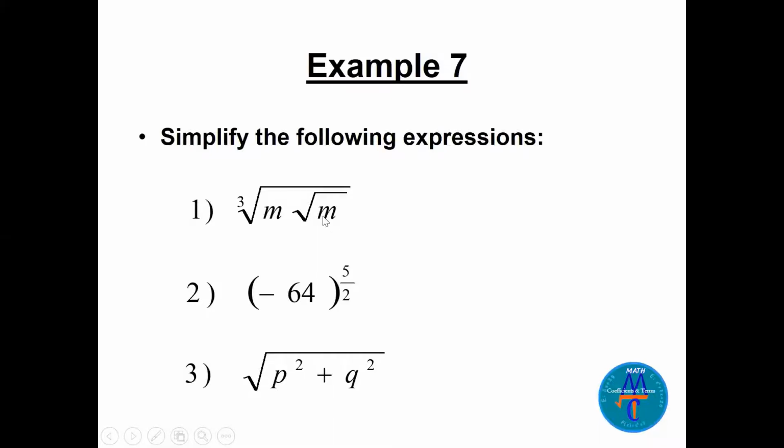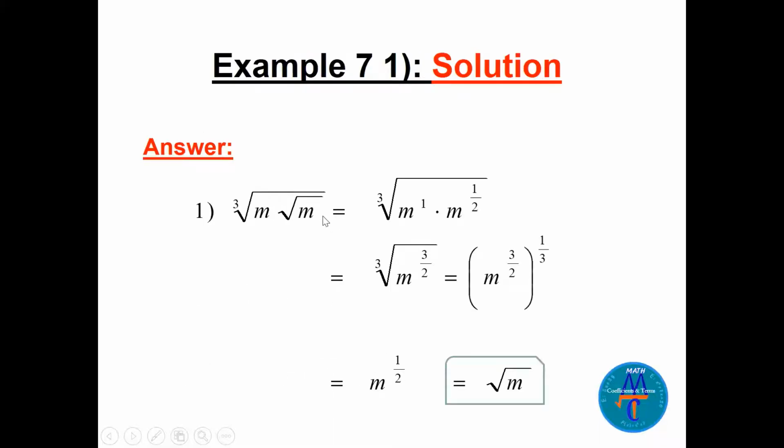First one only. See, the first one is the answer. Listen, look at the answer. Simple answer: square root of m. How? Since I have m inside, I leave it m power 1. Square root of m will be m power half. When you multiply, m power 1 times m power half, you add the exponents: 1 plus 1 half, 3 over 2. You add the powers when you have the same base in multiplication.